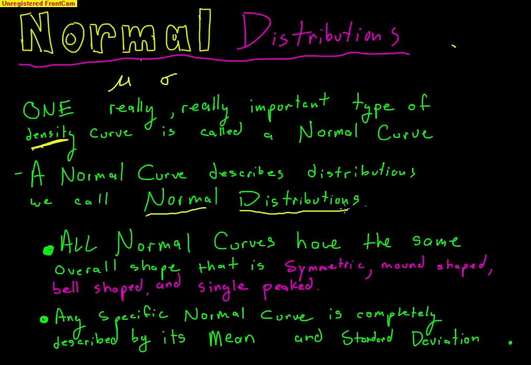And they're all single-peaked, which means that there's a single center in the middle that's kind of higher than everywhere else. Any specific normal curve is completely described by its mean and standard deviation. So every normal curve that's out there is defined by two numbers and two numbers only, and those two numbers are the mean and the standard deviation.